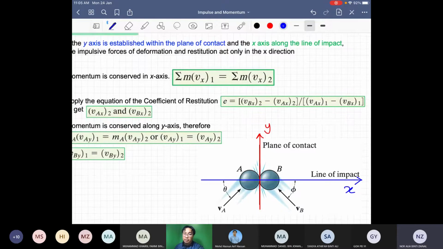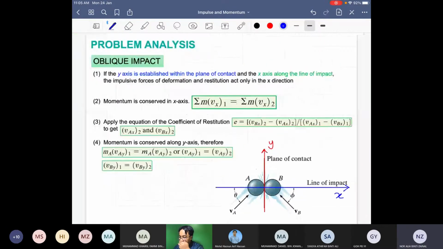Macam tadi yang central impact tadi, dia tak ada spesifik macam ni. You boleh define mana-mana sahaja. Tapi untuk oblique impact, this is what you should do. Okay, line of impact will be x-axis, plane of contact will be the y-axis. Okay, and then kita balik kepada conservation of momentum yang kedua, in x-axis. So momentum is conserved in x-axis.